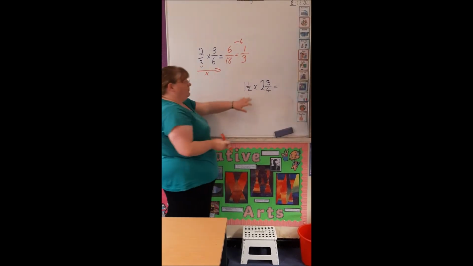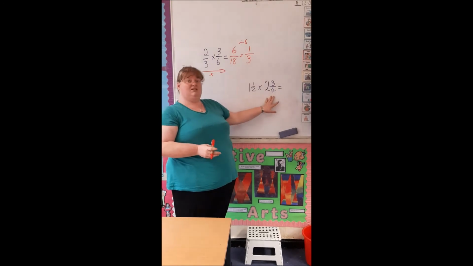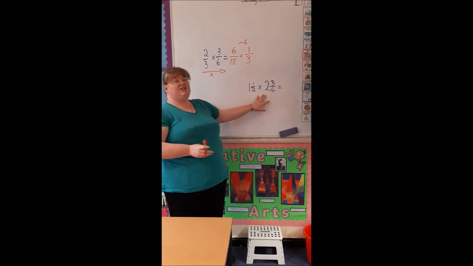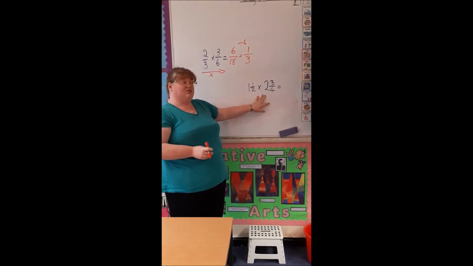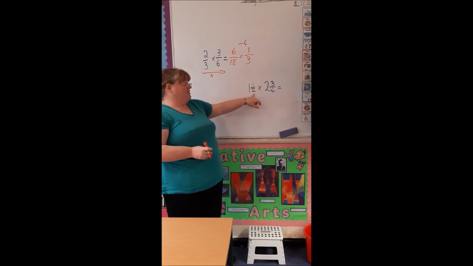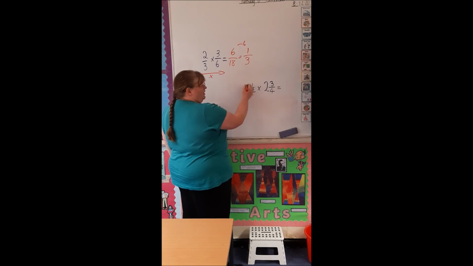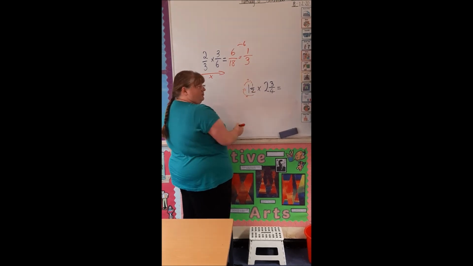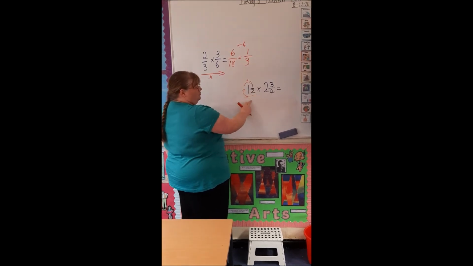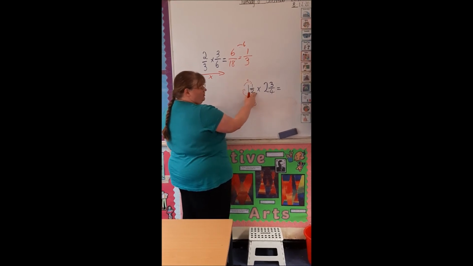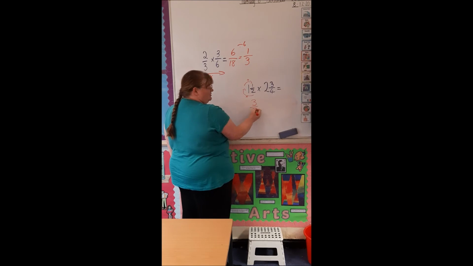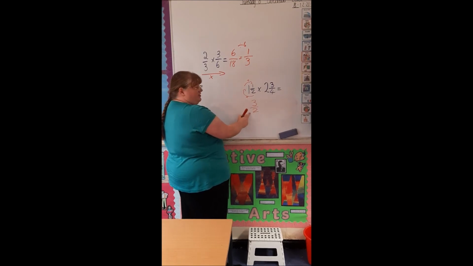we then have our mixed number multiplied by a mixed number. Now to solve these ones, we need to turn them into improper fractions. And to do this, we take our denominator, you multiply by the whole number, and then you add on the numerator. So you go 2 multiplied by 1 is 2, add on 1 gives us 3. And the denominator stays the same. So that becomes 3 over 2.